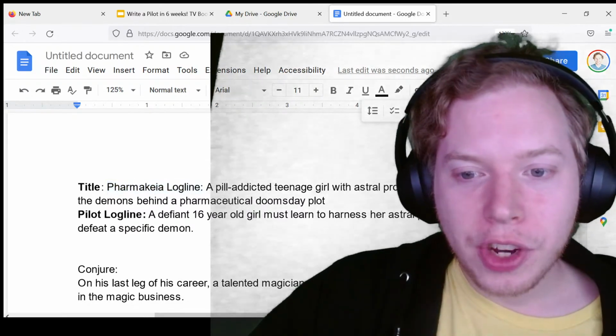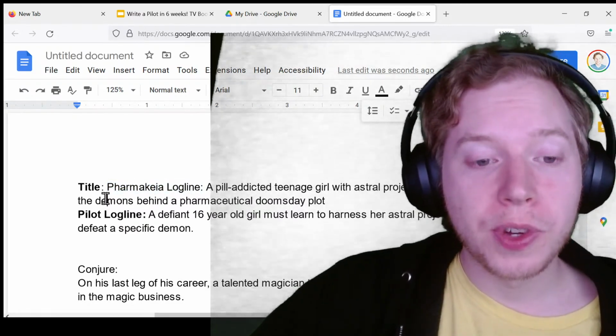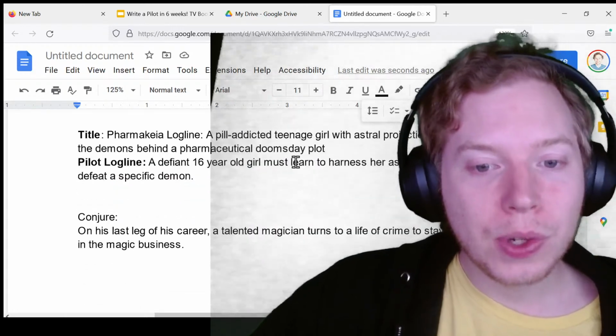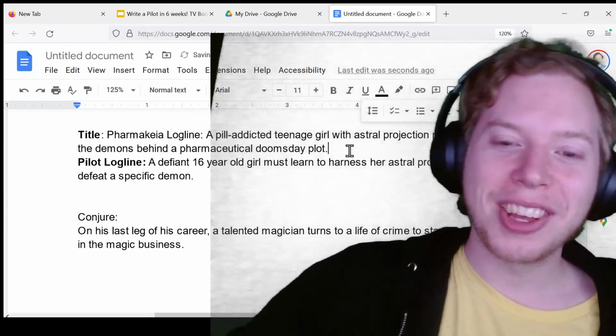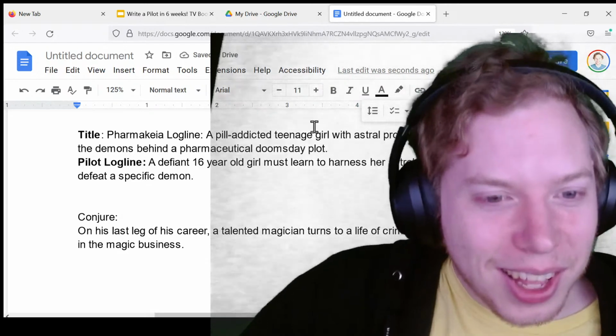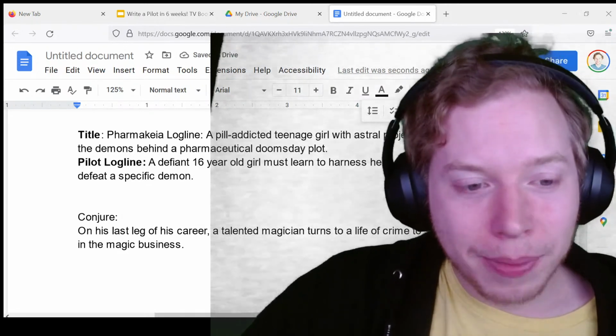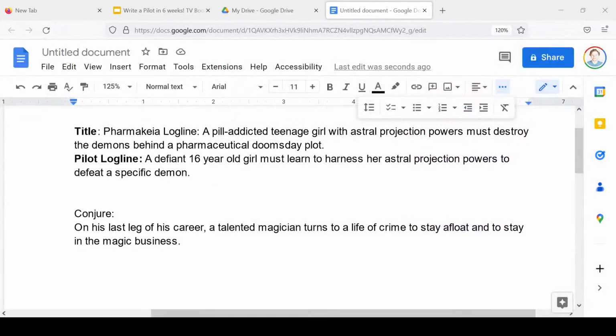A pill-addicted teenage girl with astral projection powers must destroy the demons behind a pharmaceutical doomsday plot. I was going to go, well, good job with that logline. In the pilot logline, let me just clear this up. Pilot logline is: a defiant 16-year-old girl must learn how to harness her astral projection powers to defeat a specific demon. I think we were saying a specific demon in brackets, weren't we?